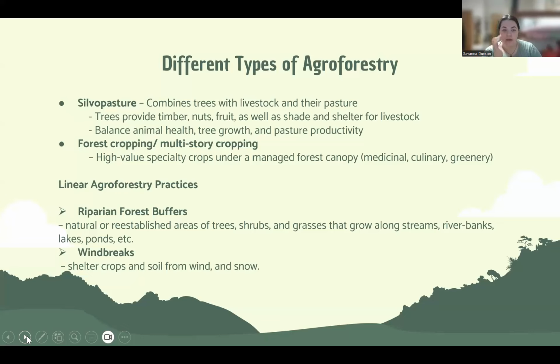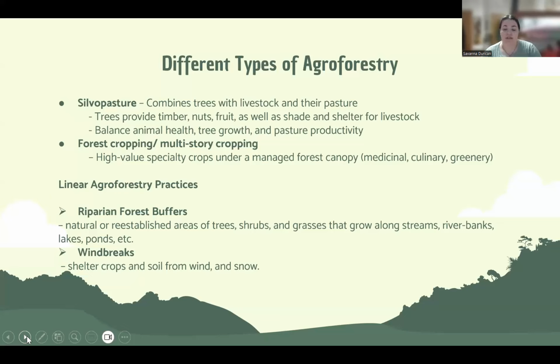Now, I want to elaborate on two linear agroforestry practices. The first one being riparian forest buffers. Riparian forest buffers are strips of trees and shrubs as well as grasses that are planted along streams, rivers, and other bodies of water. They help reduce nutrient runoff, filter pollutants, stabilize stream banks, and ultimately reduce erosion, which can be especially important to vegetable systems that can be pretty nutrient intensive sometimes and sensitive to erosion.